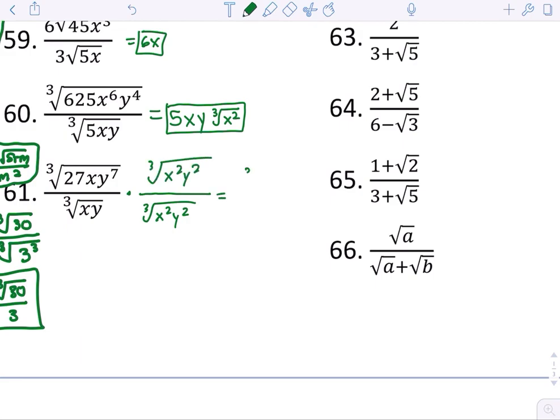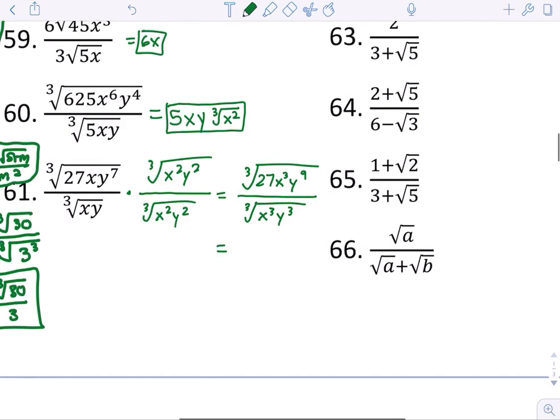Okay, so we're gonna get cube root of 27, x times x squared is x to the third, y to the 7th times y squared is y to the 9th, all over cube root of x to the third, y to the third, right? x times x squared is x to the third, y times y squared is y to the third. Okay, so let's focus on the top.